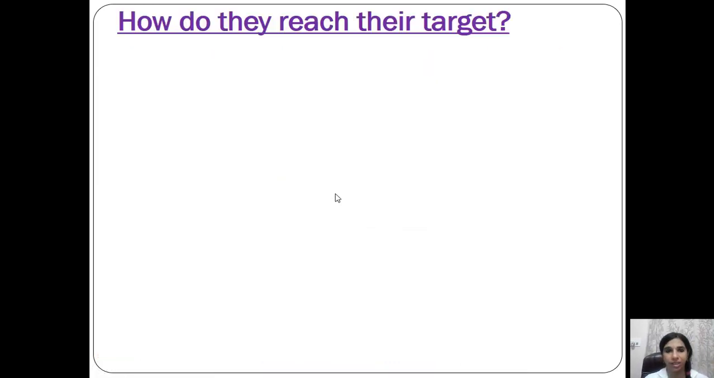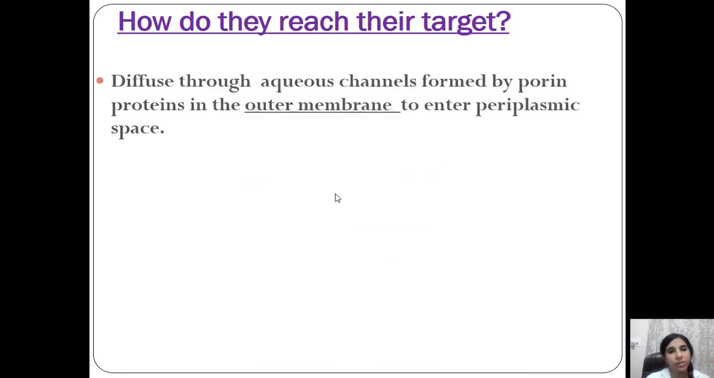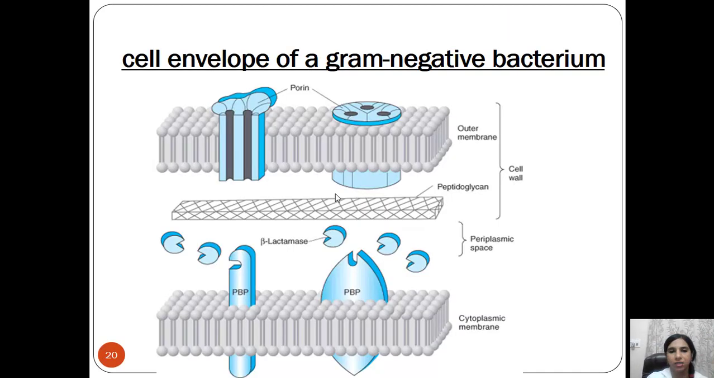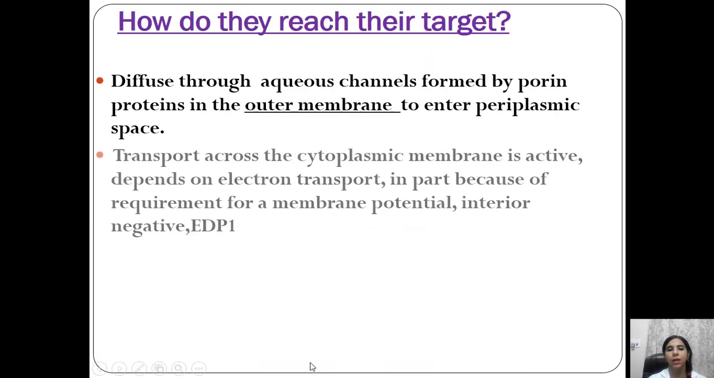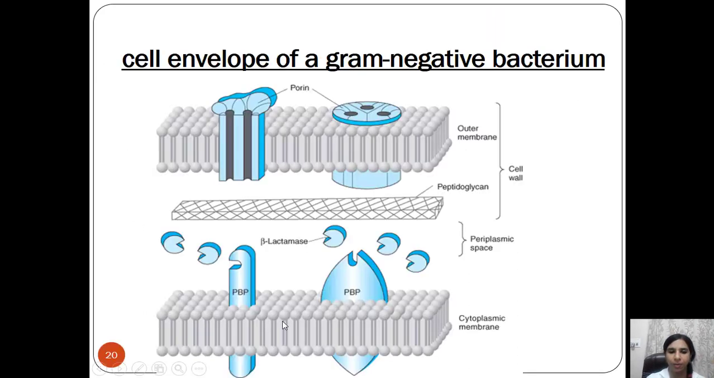So how do they reach their target? They diffuse through the aqueous channels formed by the porin proteins, as I showed you in the previous figure, in the outer membrane to enter the periplasmic space. From the outer membrane, this is the periplasmic space where the aminoglycosides enter, students. Now, transport across the cytoplasmic membrane is not a passive process like porin diffusion. This is the cytoplasmic membrane.